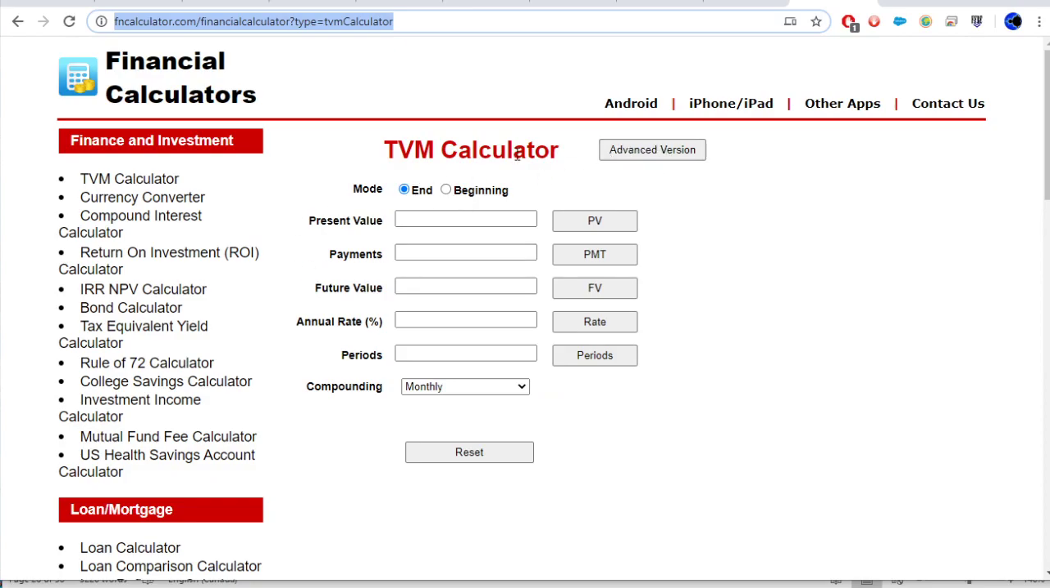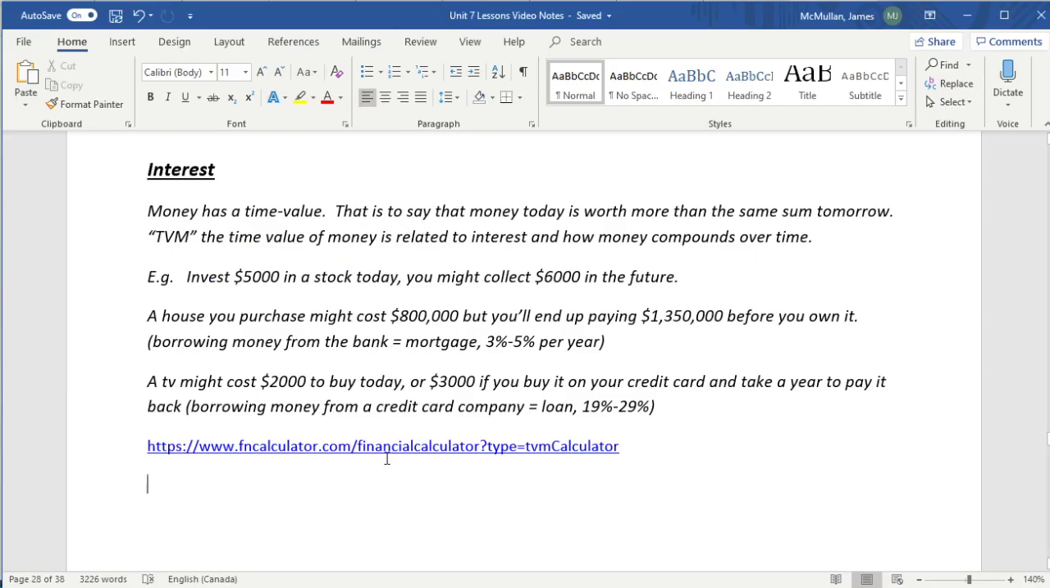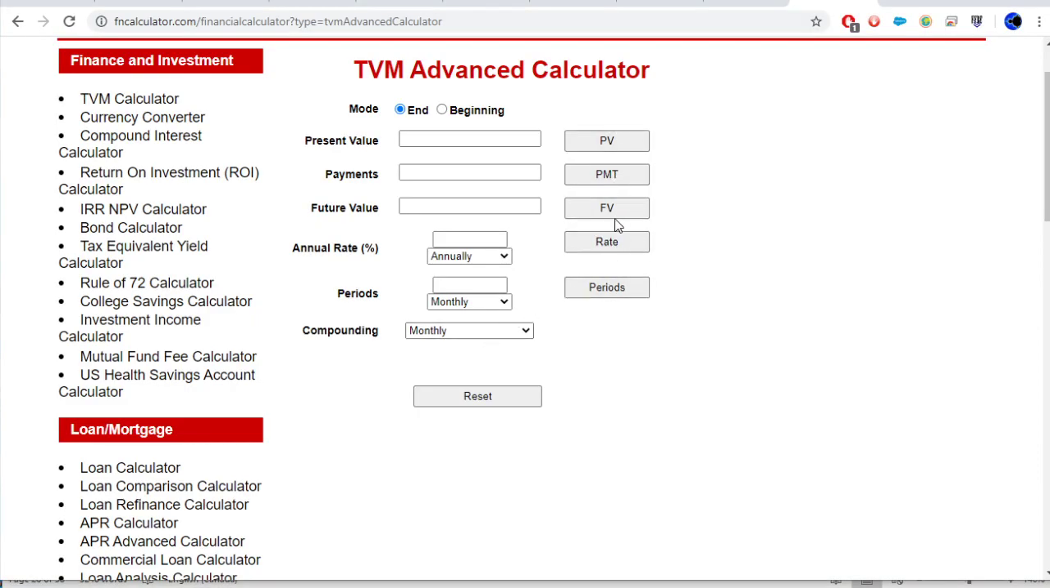Now, let's put the advanced version on. The TVM calculator involves several different fields that relate to different things about your questions. Basically, the concept is that a TVM calculator requires input in every box except one, and then you can have the calculator solve that box. So that's what these buttons here on the side do. They solve whatever box you're looking for.